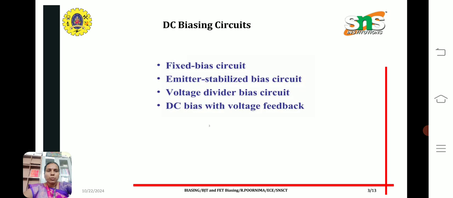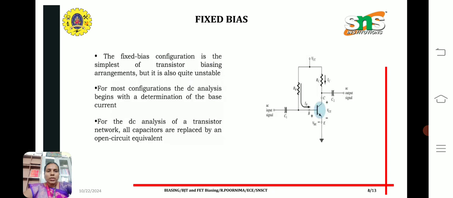There are different types of biasing circuits: fixed bias circuit, emitter stabilized bias circuit, voltage divider bias circuit, and DC bias with voltage feedback. First, the fixed bias circuit. This circuit is very simple, but it has the limitation of an unstable condition. For most configurations, the DC analysis begins with the determination of the base current. For the DC analysis of a transistor network, all capacitors are replaced by an open circuit equivalent.